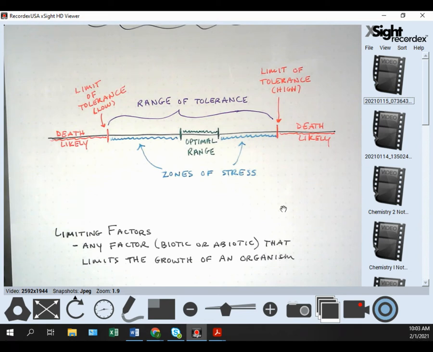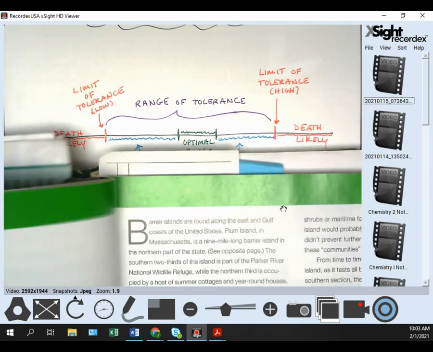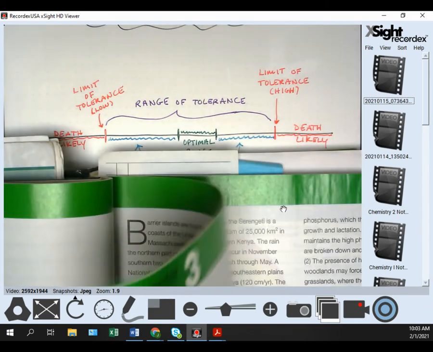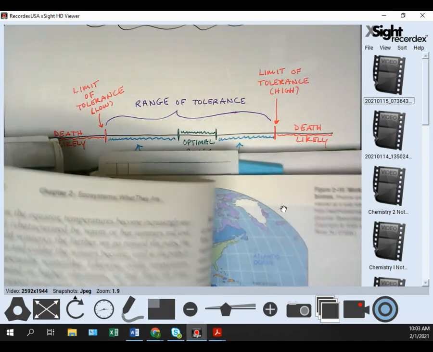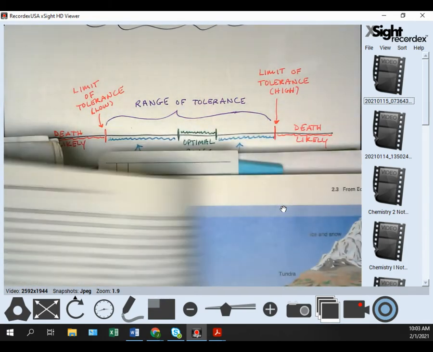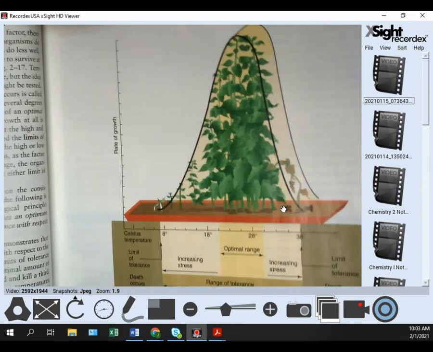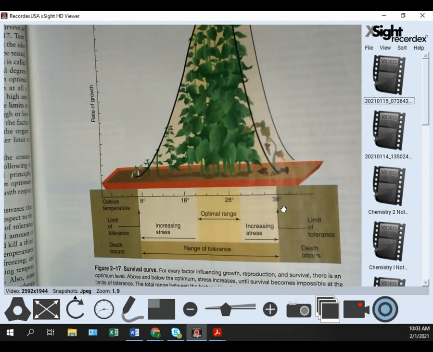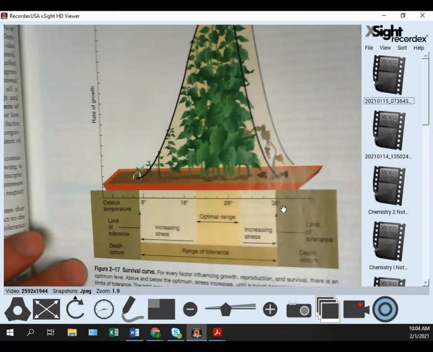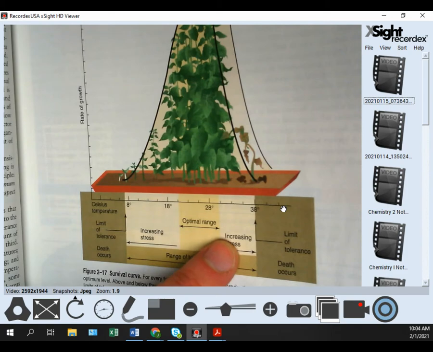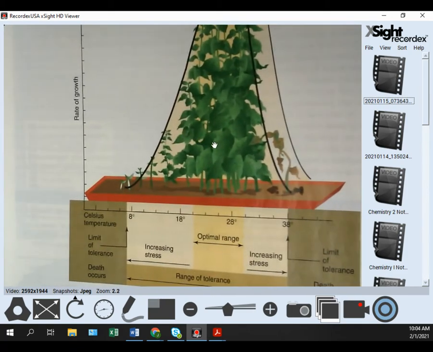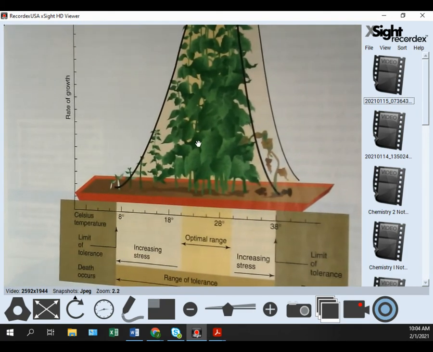So your book shows this. It's sort of, I forget what the term is, like a cladogram or something. It shows an example of this. Where is it? Here you go. So your book shows this example with plants, relating it to temperature as well. I'm holding it at an angle to hopefully reduce the glare, so you can see.